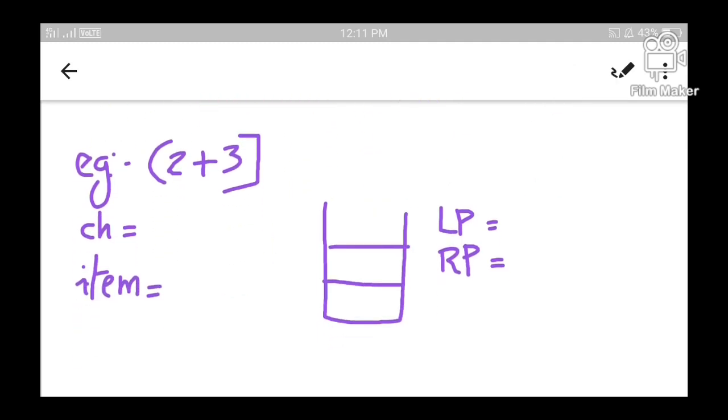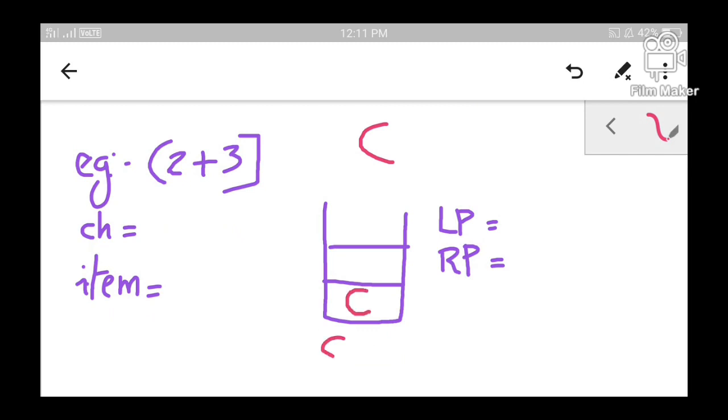So this is our first example. The expression is given as left bracket, left parenthesis, 2 plus 3, right bracket. So first, the character read will be a left parenthesis. The first character read is a left parenthesis. So as per the algorithm, if a left parenthesis is read, it should be pushed onto the stack.